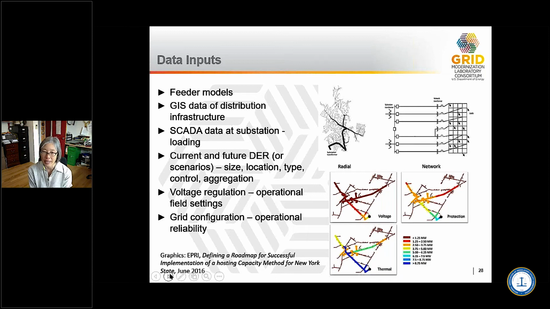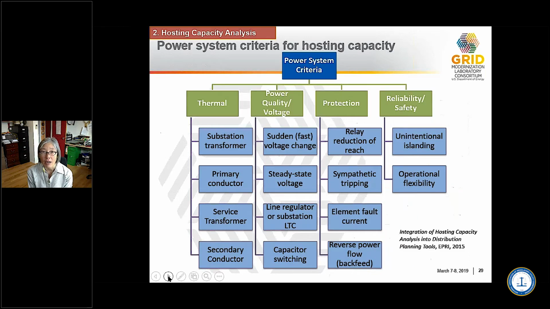Or are you going to make assumptions about these things? And then grid configuration is another piece of this. Do you know how this may get reconfigured, and that feeds into these analyses as well. So if you go to the next slide, Carrie, these are the power system criteria for hosting capacity.